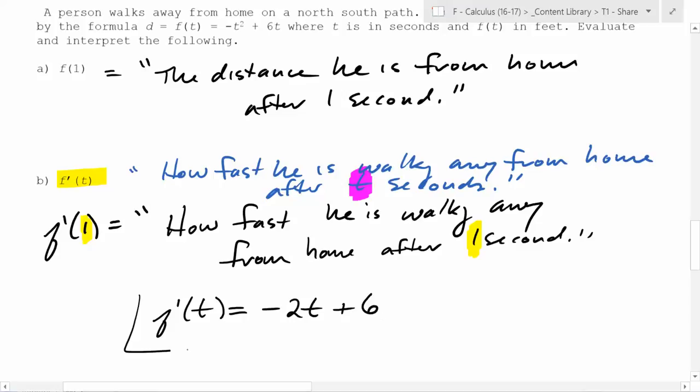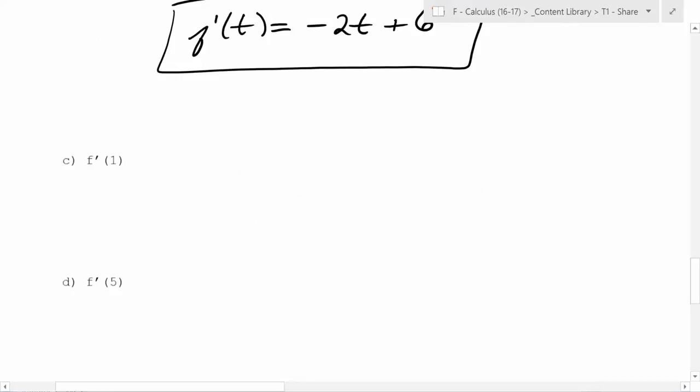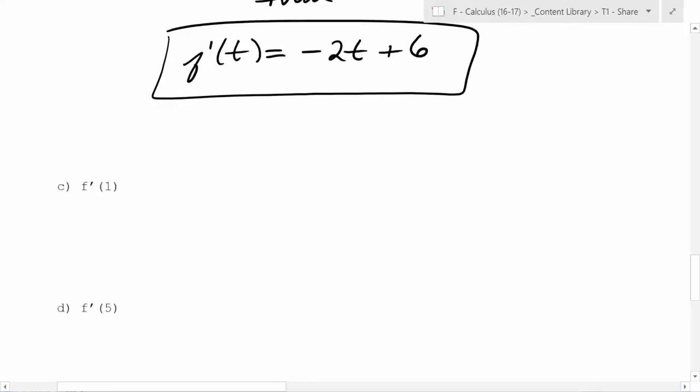This is pretty cool. How fast he's moving away from him, you can think of that as velocity in one dimension. He's going back and forth. Okay, just tell me, what's f prime of 1? Look at the board. 4. What's f prime of 5? Negative 4. Do you agree with that? Raise your hand if you agree with those numbers.